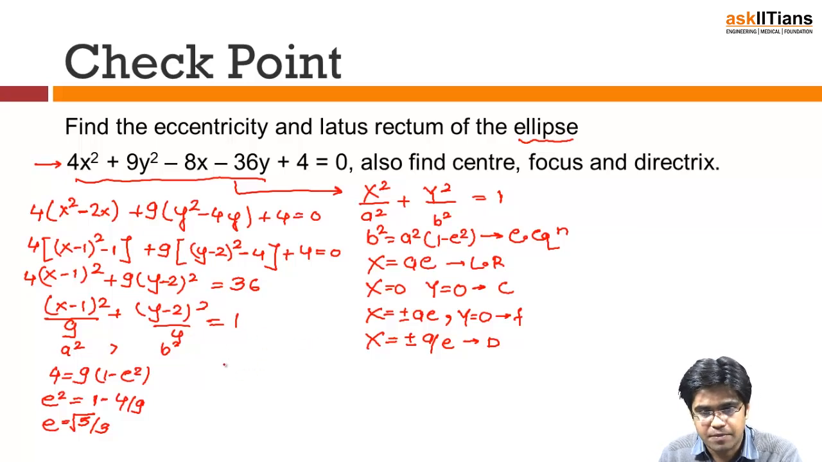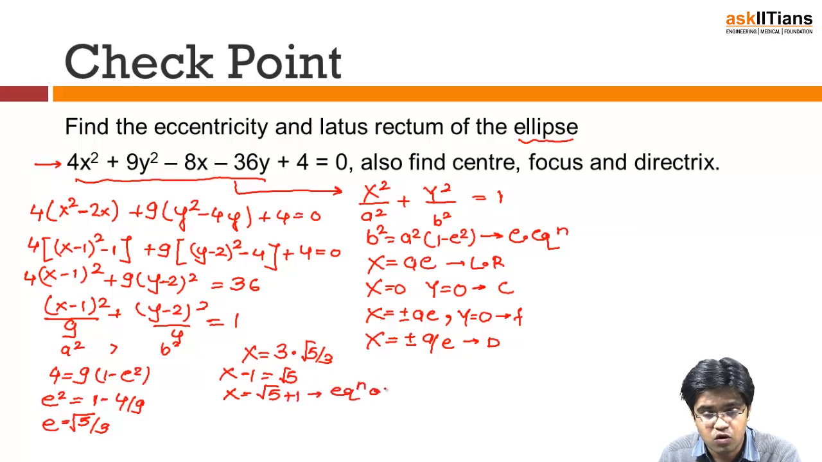Equation of latus rectum: capital X is equal to a times e. What is a? a is 3, into e, that is root 5 by 3, so capital X is equal to root 5. But remember, this is capital X. Capital X is actually x minus 1, which is equal to root 5. So my equation of latus rectum is x is equal to root 5 plus 1. This is the equation of latus rectum.